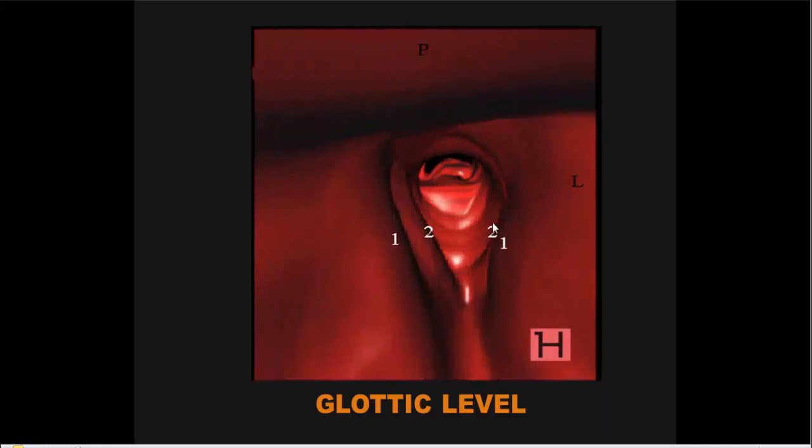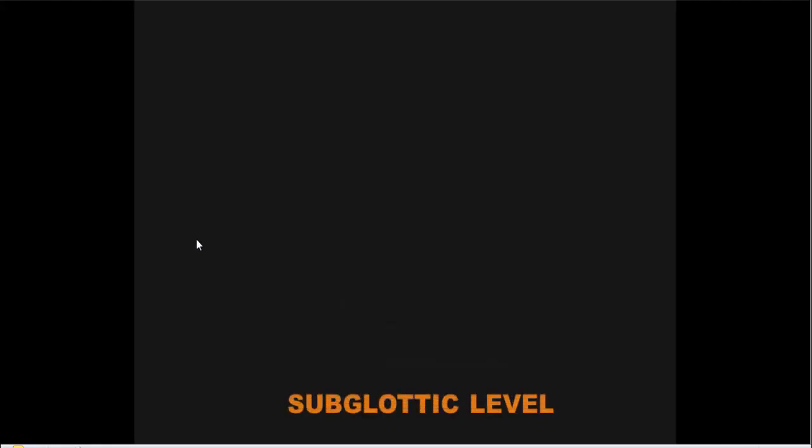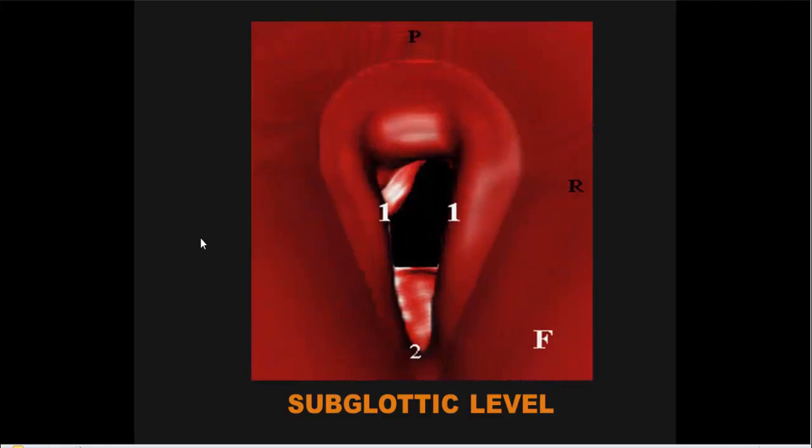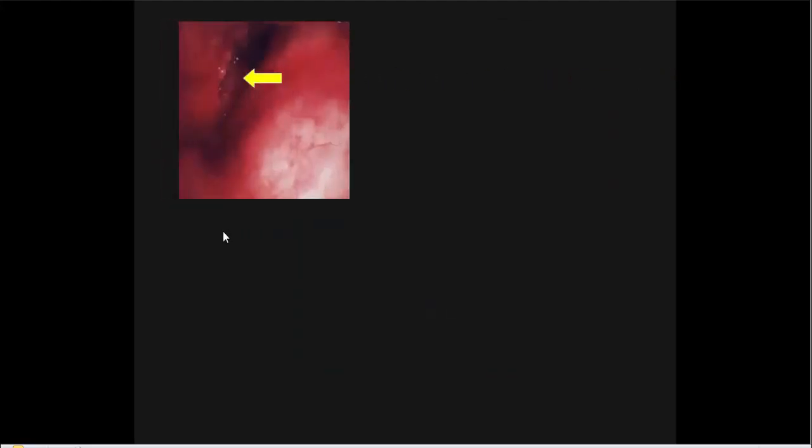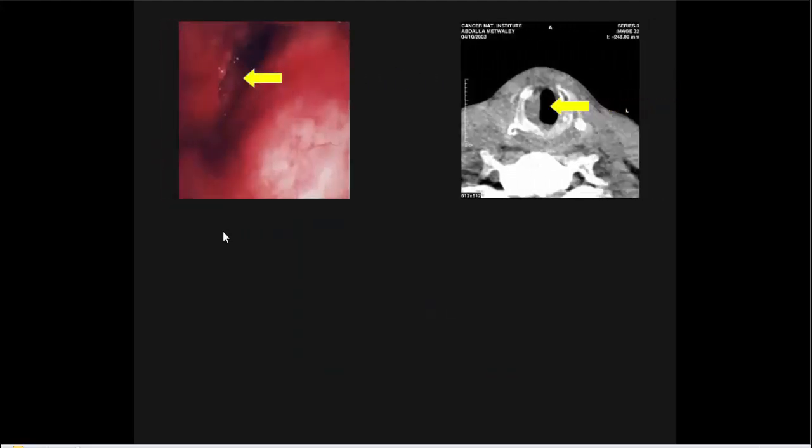Next, at the glottic level, we see the vocal cords on both sides and cartilage on both sides. At the subglottic level, we see the presence of the cricoid cartilage and arytenoid cartilage on both sides. This is a disease present on virtual laryngoscopy: right vocal cord thickening.